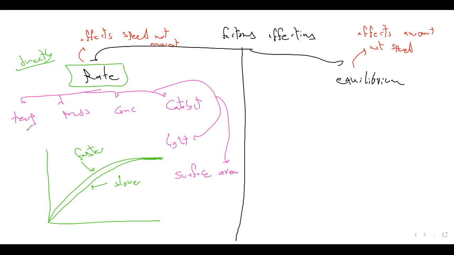In case of temperature, by increasing temperature, particles gain energy, so more collisions and faster rate. Pressure and concentration: particles get closer, more collisions and faster rate. Catalyst: lowering activation energy. Light: in photosynthesis and photographic films.